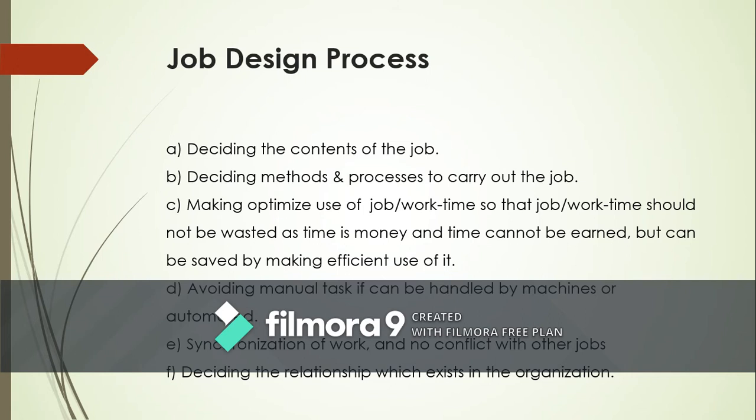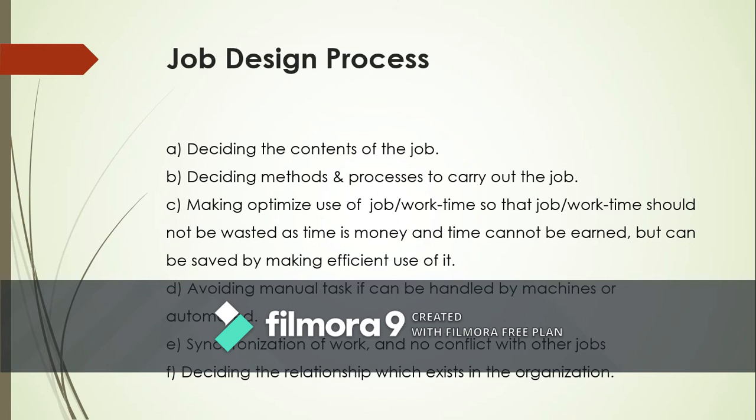Next one is deciding methods and processes to carry out the job. Then, once all the contents, tasks, responsibilities, duties are written, the various methods are to be explored. Okay, it can be explored by searching the literature or the previous methods being used in the organization, or you can also get a comparison from the same type of organizations having the same jobs. So with these various ways you can actually explore the methods and processes to carry out a specific job.